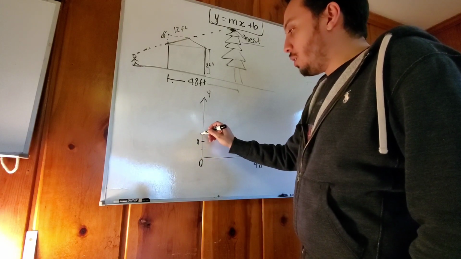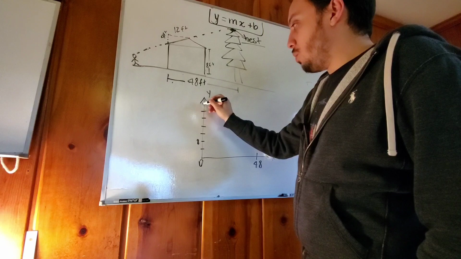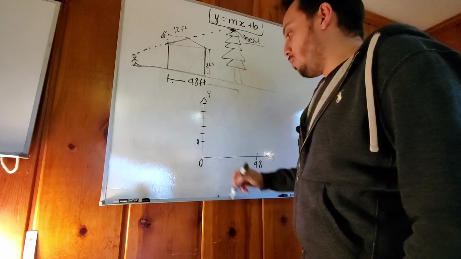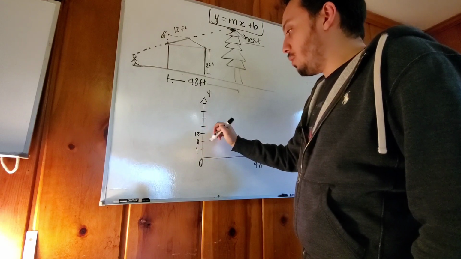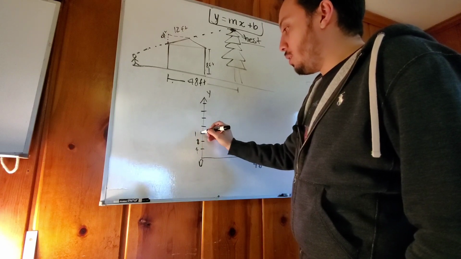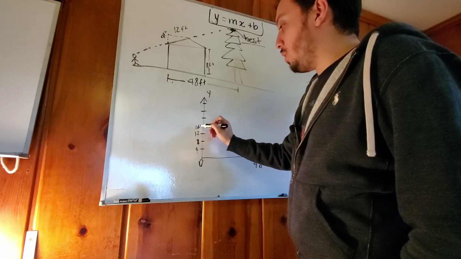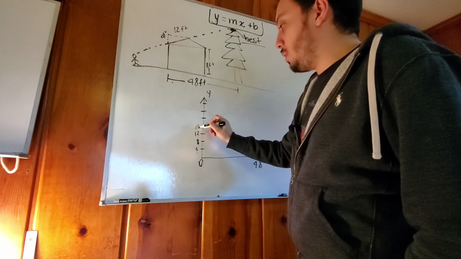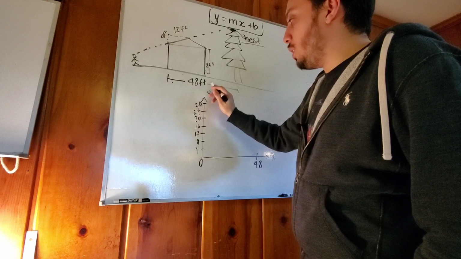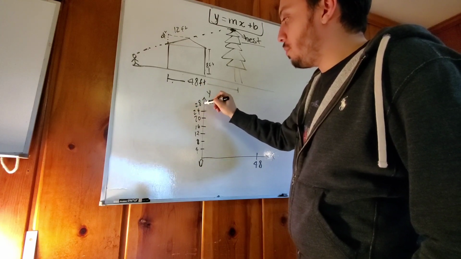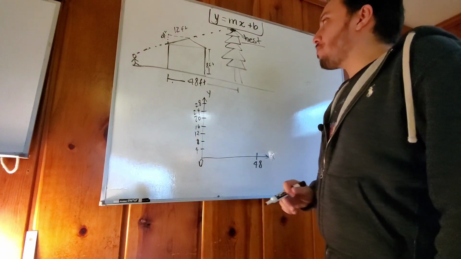So it's 4, 8, 12, 16, 20, 24, 28, and so forth, right? So we can label it 4, 12. Come on, the 12 doesn't want to come out. There we go, 12. 16, not 14. 16, 20, 24, 28, and so forth. Yay! So you're supposed to do that.